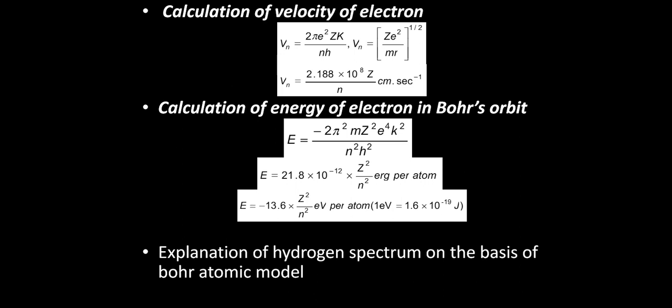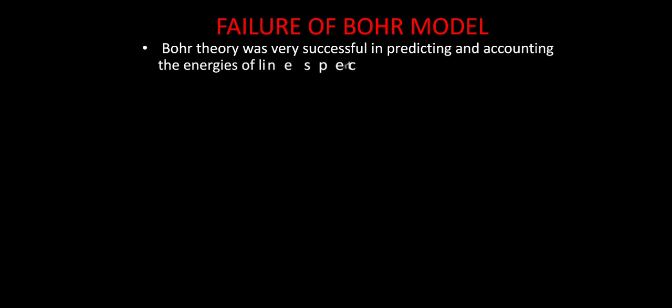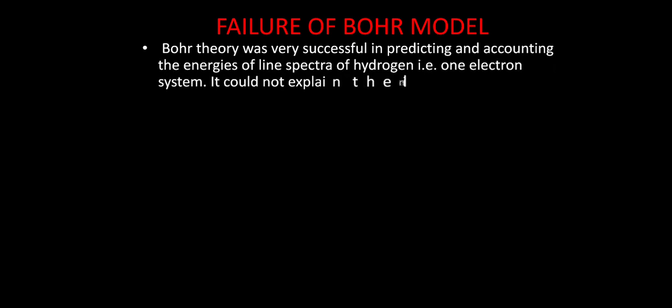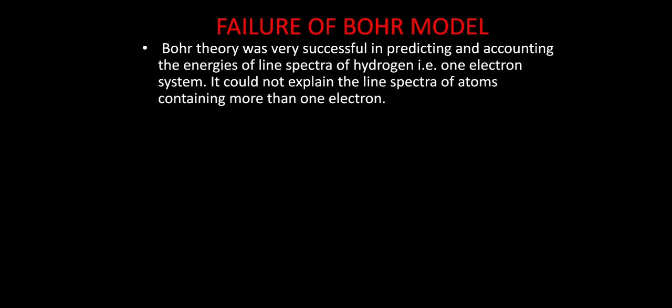Even though the Bohr model could explain many things, there were still some drawbacks, or the failure, or the limitations of the Bohr model. Bohr theory was very successful in predicting and accounting for the energy of line spectra of hydrogen, that is a one electron system. It could not explain the line spectra of atoms containing more than one electron. Remember that the Bohr model is for one electron system. So the Bohr model is for the hydrogen atom or hydrogen-like atoms which consist of only one electron.